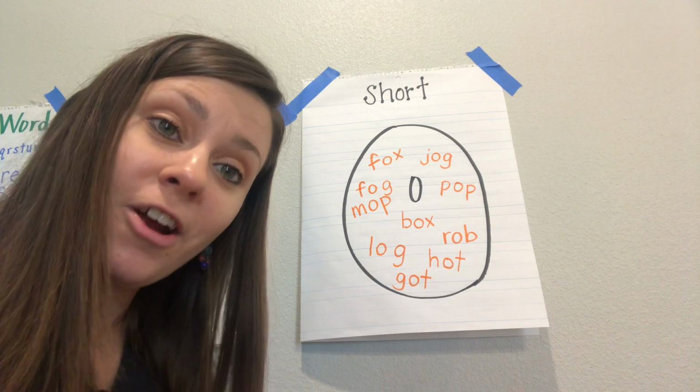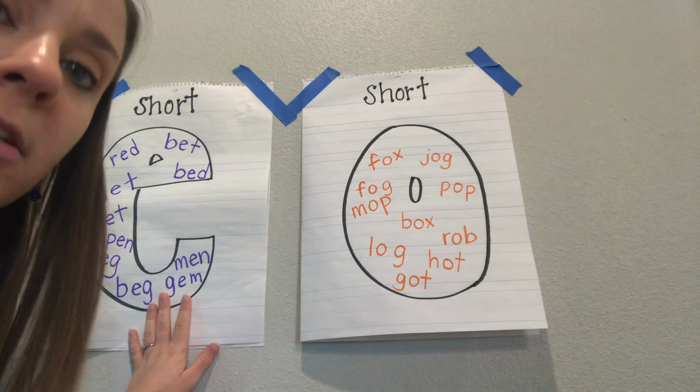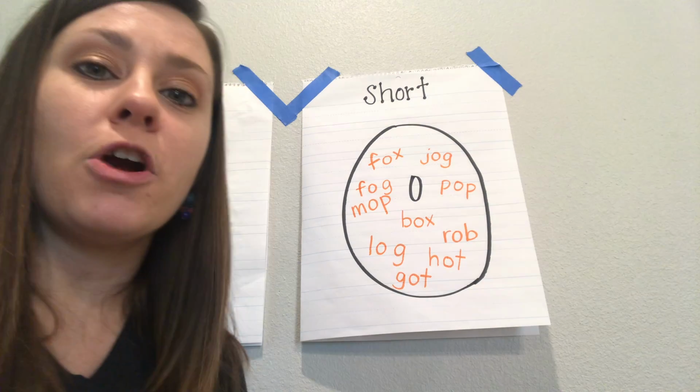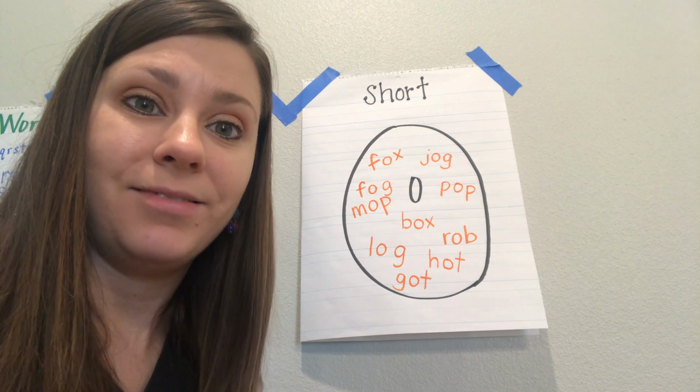The vowels are A, E, I, O, and U. And then we had our short E yesterday that says eh. Tomorrow we're going to work on short U. See you tomorrow.